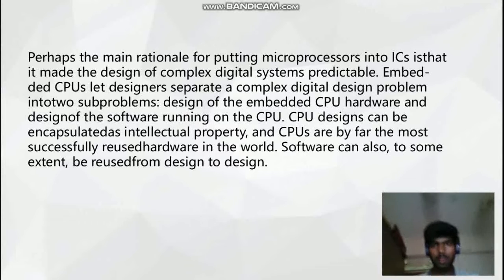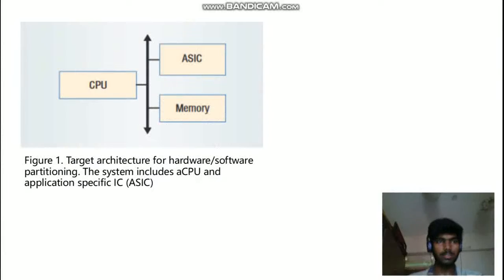The main rationale for putting microprocessors into IC is that it made the design of complex digital systems predictable, so that it will be known how much resources a particular system is consuming. So here is the diagram in which it has clearly mentioned the target architecture that are combined together. In another significant early paper, there were so many papers of researchers going into this. Actually we have taken only one paper, so we would not be going into the other papers, as it shows only the evolution of software hardware co-design from 1990s to present.